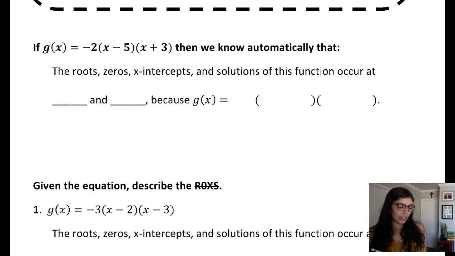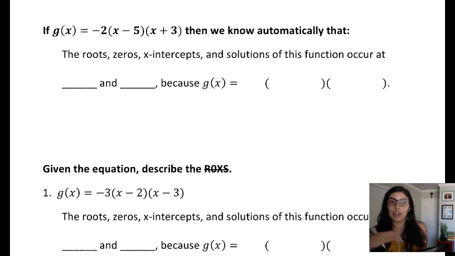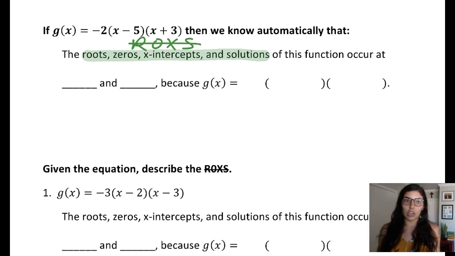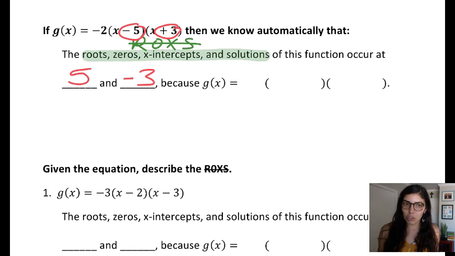If we're given g of x equals negative 2 times (x minus 5) times (x plus 3), then automatically we know that the roots, zeros, x-intercepts, and solutions, all four of those vocabulary words for this function, occur at the opposite of the numbers that are inside the parentheses. The opposite of negative 5 is 5, and the opposite of positive 3 is negative 3. From the zero product property that we learned about last time, those opposites are the solutions, which is also the roots, the x-intercepts, and the zeros.